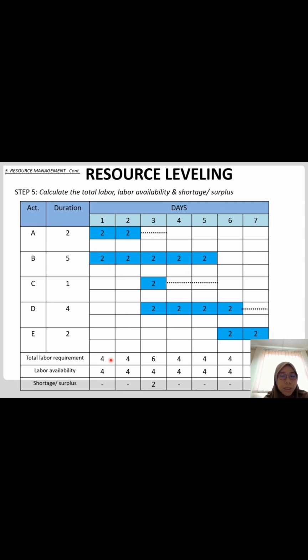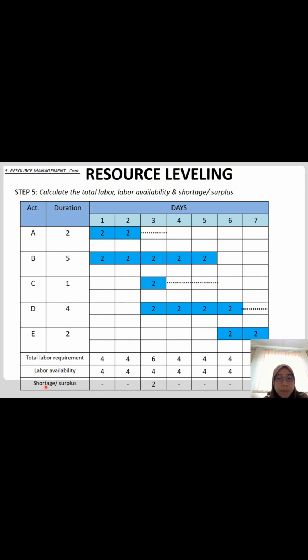Remember, our maximum workers is 4. Day 2, 2 plus 2 also 4. Day 3, 2, 2, 2. 2 plus 2 plus 2 is 6. Day 4, 2 plus 2 is 4. Day 5, 2 plus 2 is 4. Day 6, 2 plus 2 is 4. And day 7, 2 workers. The maximum number of labor is 4.